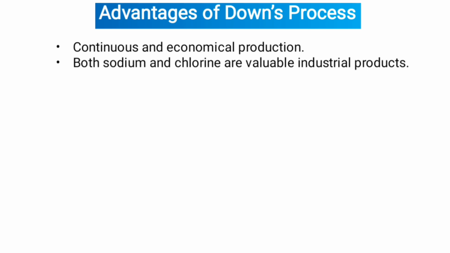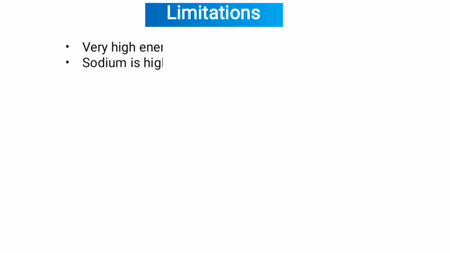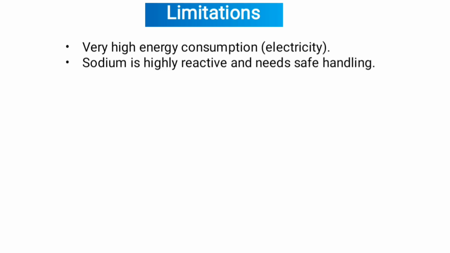Advantages of the Downs process: continuous and economical production. Both sodium and chlorine are valuable industrial products. Limitations: very high energy consumption in electricity, and sodium is highly reactive and needs safe handling.